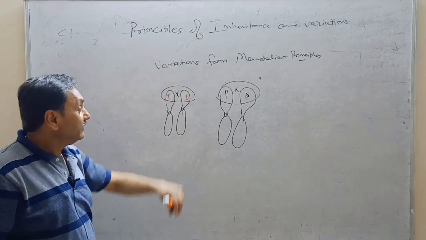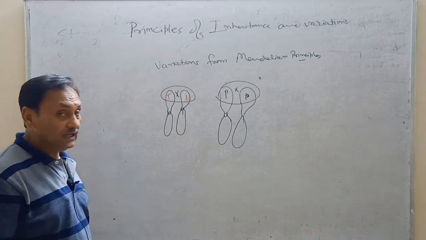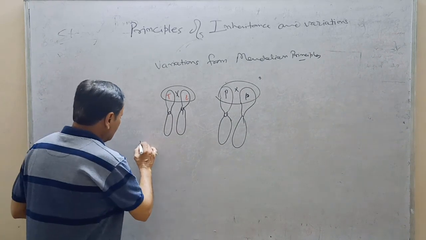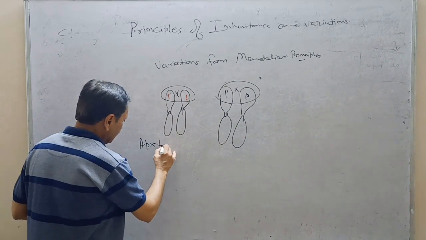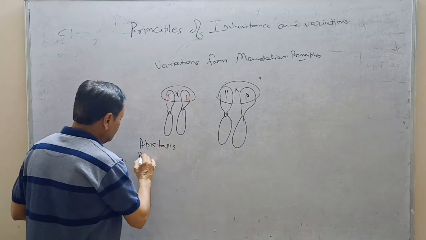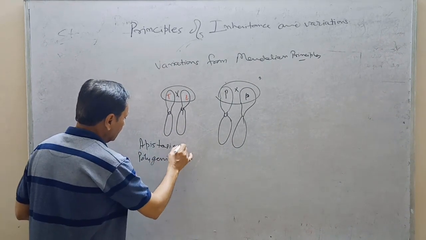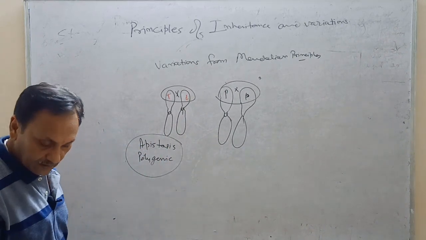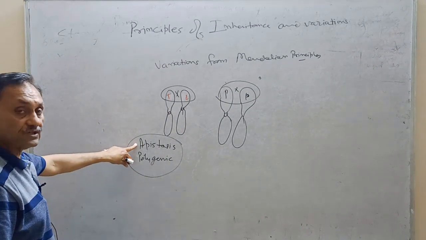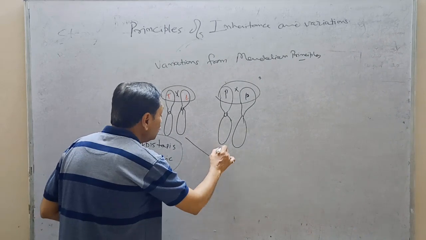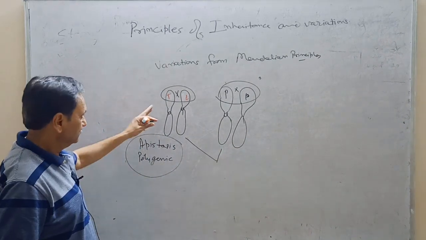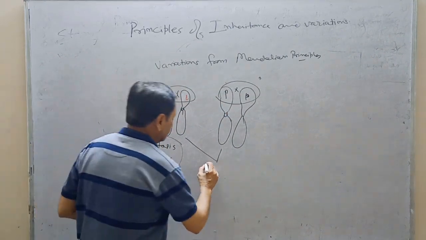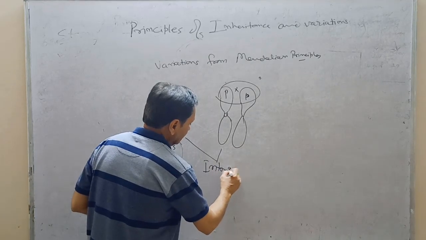And in the variation of the Mendelian principle, in intragenic cases, we have epistasis and polygenic inheritance. We will discuss it in detail with the help of examples. But if the cross is between two loci, then it is called intergenic.